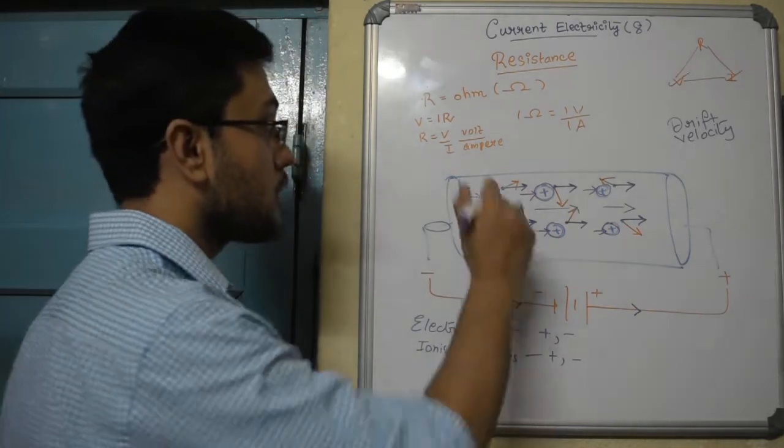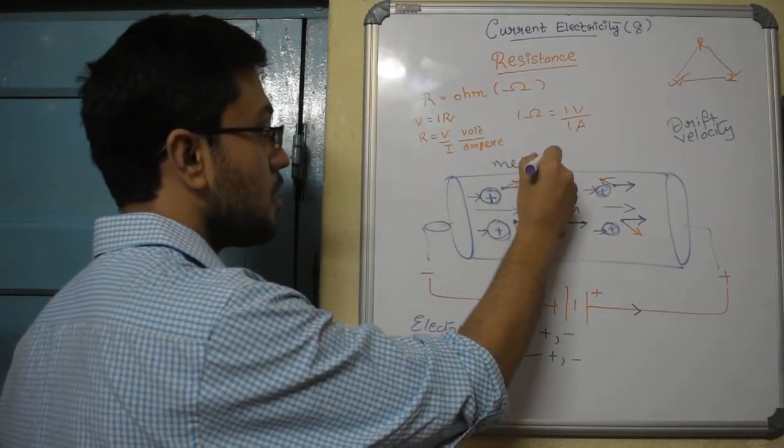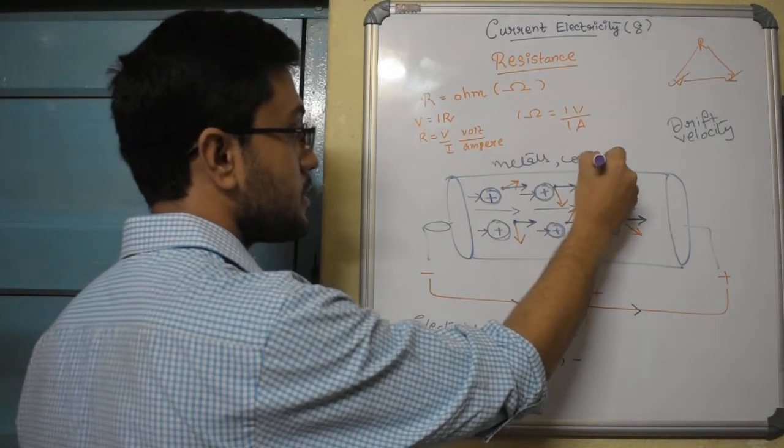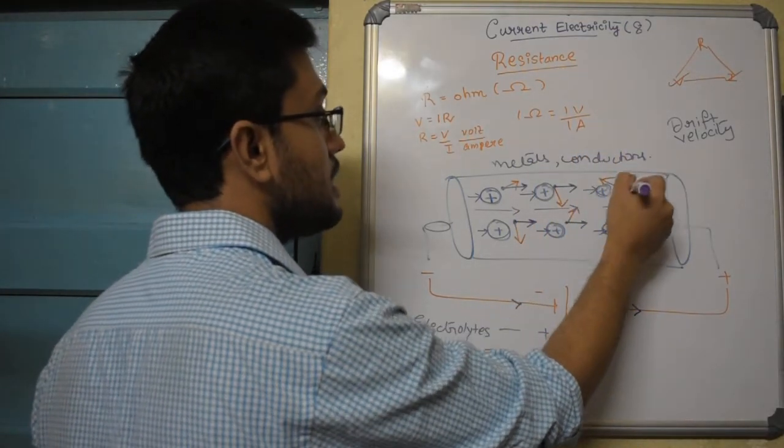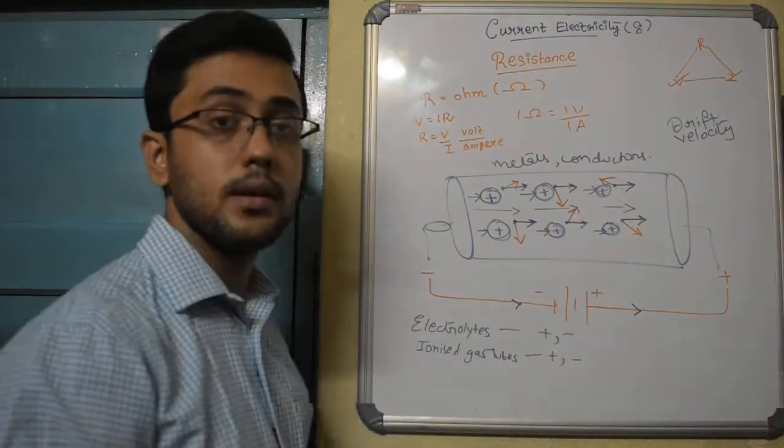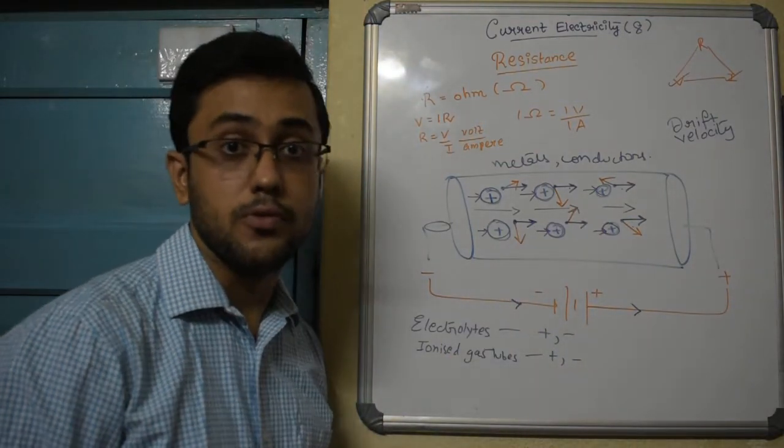But when we are talking about metals, or conductors, in those cases it is only the electrons which do the moving. The cations don't move.